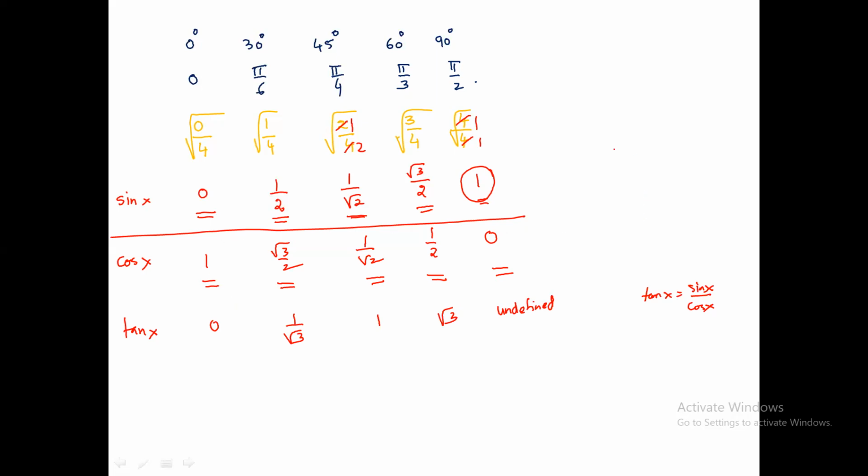Division you can do like this: 1 by 2, you divide by root 3 by 2. 1 by 2 you multiply by 2 by root 3. 2 and 2 will cancel. You will have 1 by root 3, like that.